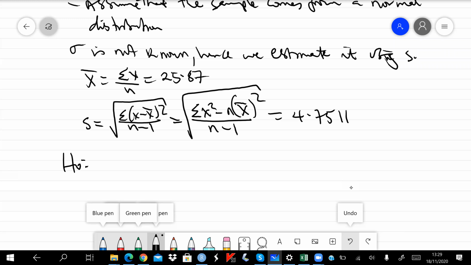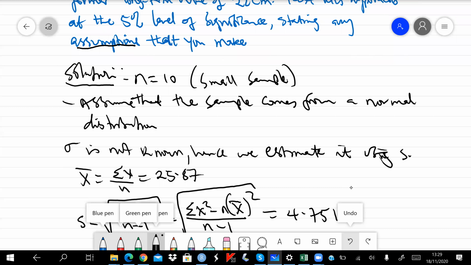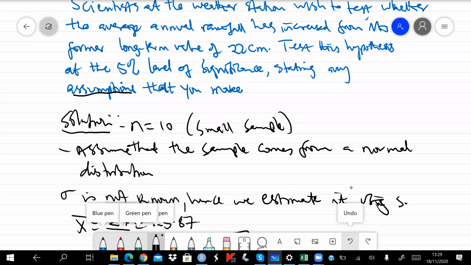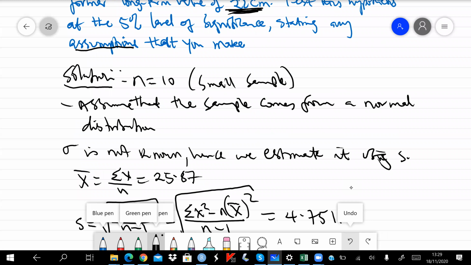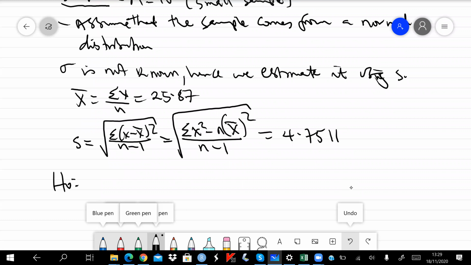Now, I think there's something that we've forgotten. In this example, we are given this value here. We are told that scientists at the weather station wish to test whether the average annual rainfall has increased from its former long-term value of 22 centimeters. So this is a test value. This is our value of mu naught. So we can write it here that mu naught is 22. So that will help us in defining our hypothesis.